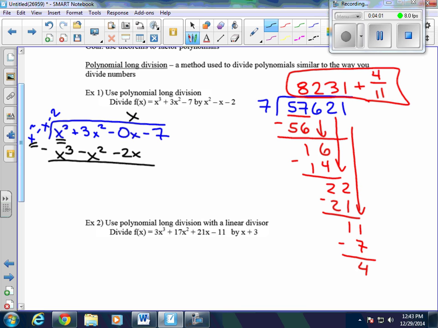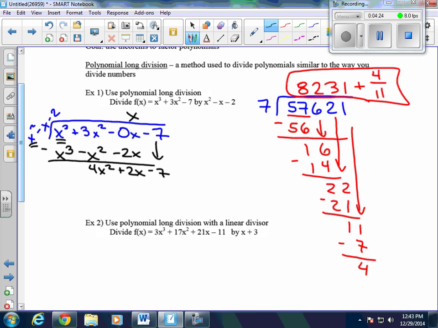And we subtract those. X cubed minus x cubed is 0. That first term should always be 0. If it's not, then you did something wrong. 3x squared minus negative x squared is 4x squared. 0x minus negative 2x is plus 2x. And then again, we bring down that negative 7.